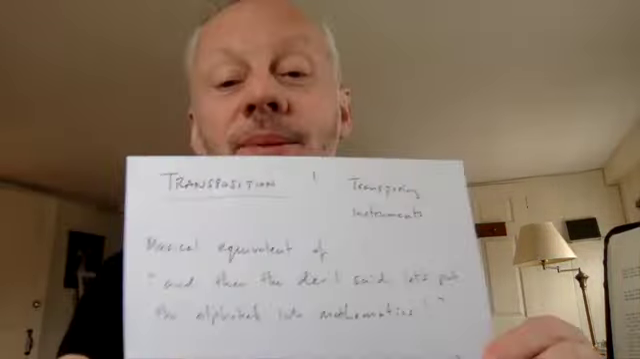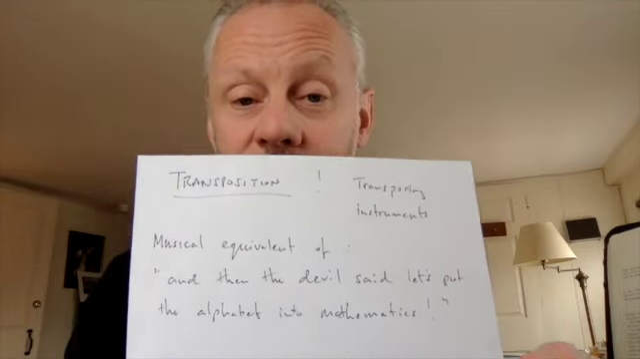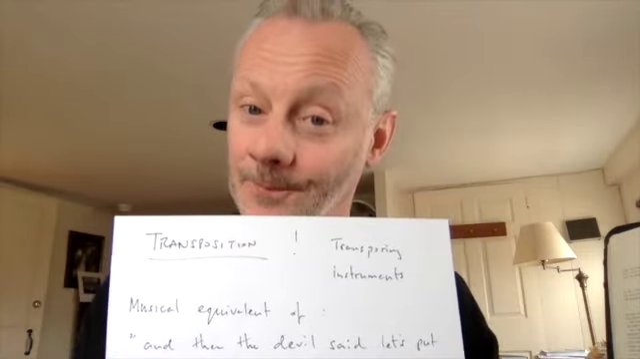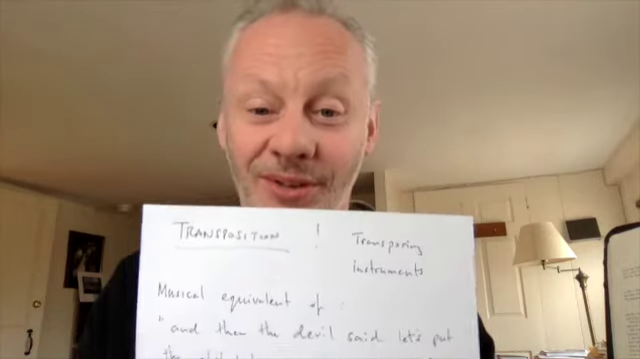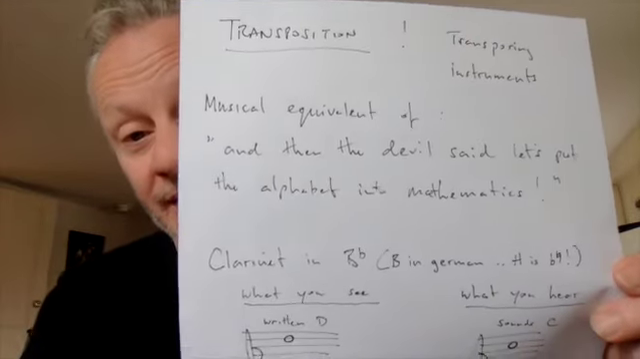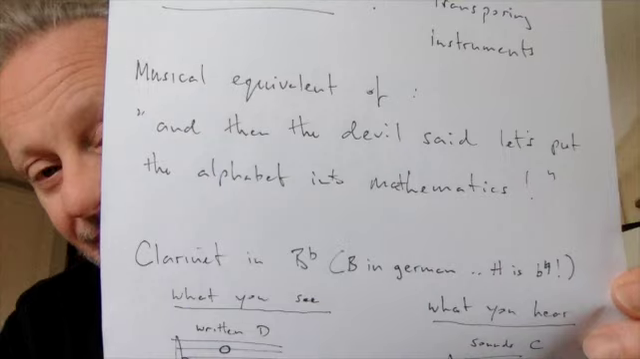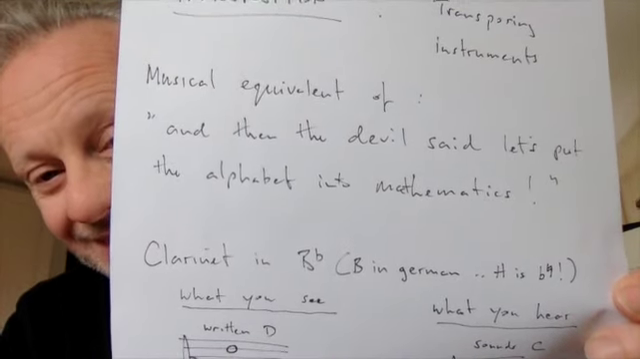One last thing, and then I'm going to go to the music itself. You have to know this, and I'm sorry to do this to you. I'm about to introduce you to a world of pain for conductors, horn players, clarinets, transposing instruments. These exist in the orchestra. These are instruments, strange instruments. They don't play what you see. The note that comes out is not the note that you see. For me, this is the musical equivalent of, and then the devil said, let's put the alphabet into mathematics.